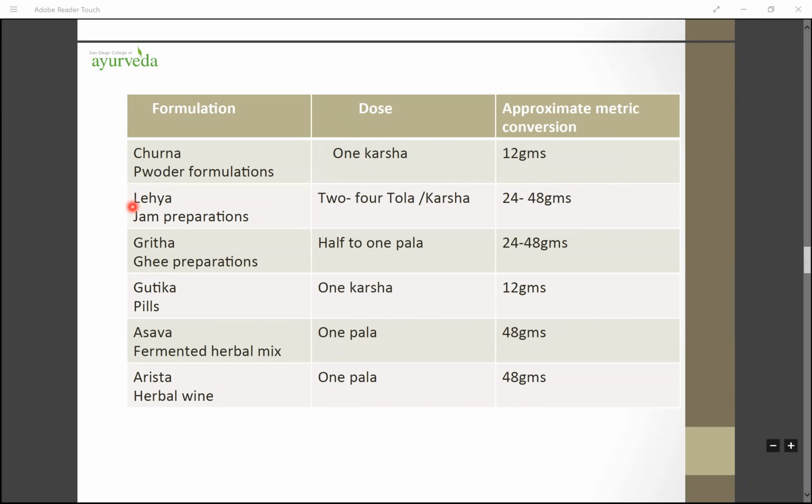Next thing is a lekhe, which is like a jam preparation. Ideally about 24 to 48 grams is what you need to give. Grita, a ghee preparation, again 24 to 48 grams.